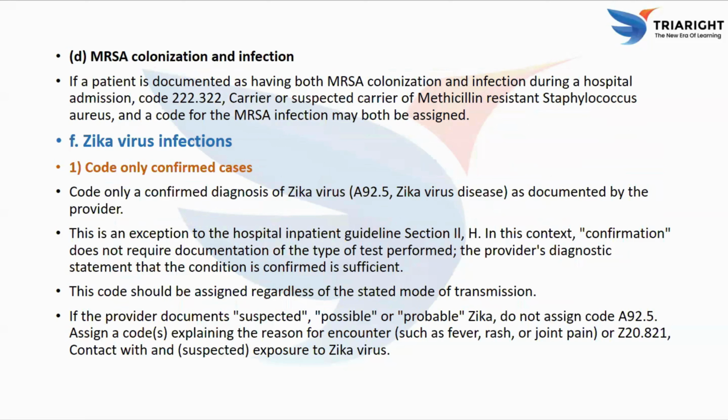If both are documented during a hospital stay, assign Z22.322, carrier or suspected carrier of MRSA, and a code for the MRSA infection depending upon the site, for example MRSA pneumonia, MRSA sepsis or MRSA wound infection. Why both? Because colonization does not disappear during the infection. A patient can still be a carrier even if MRSA has caused disease. For example, the patient is admitted with MRSA pneumonia and a nasal swab positive for MRSA colonization. How do you code? J15.212 for MRSA pneumonia and Z22.322 for MRSA carrier. Both must be assigned because they reflect different conditions.